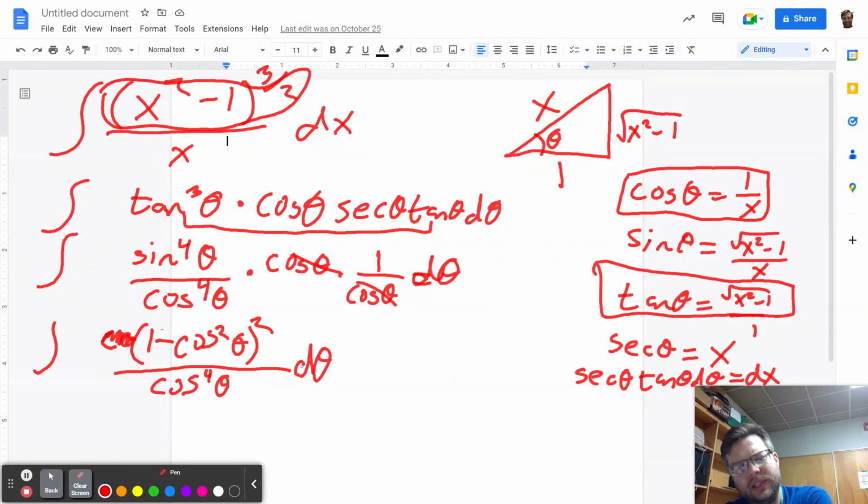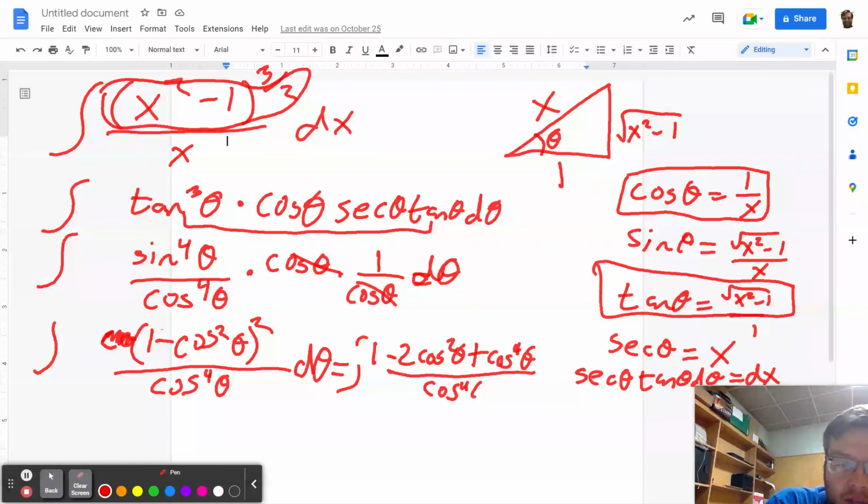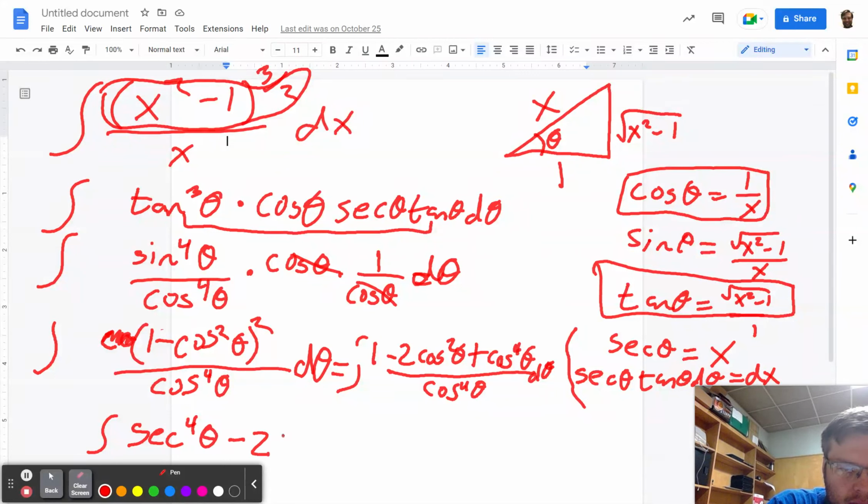Then, let's see, I can't do a u sub, it's not really going to help. Let's expand that out and see what happens. So we get 1 minus 2 cosine squared theta plus cosine to the fourth theta over cosine to the fourth theta d theta. And so, yeah, it's not going to work, is it? So secant to the fourth theta minus 2 secant squared theta plus 1.